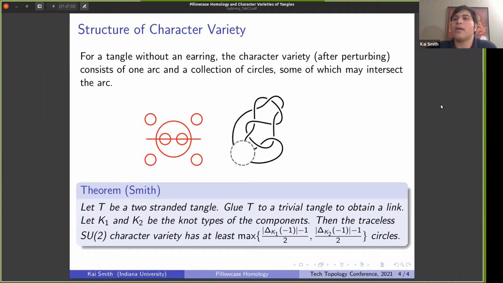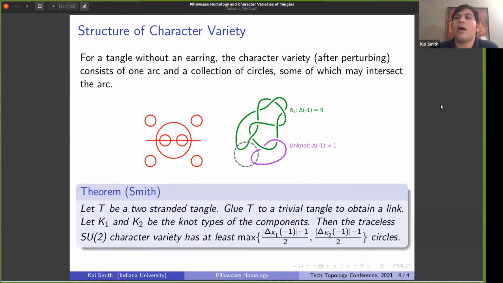So looking at our example tangle here, we can get our link like so, and we can see the 2 components are the unknot and the knot 6_1. Then plugging those into the expression in the theorem, we'll get that the character variety of this tangle actually has at least 4 circles in it, unlike just the trivial arc, which we were assuming beforehand.